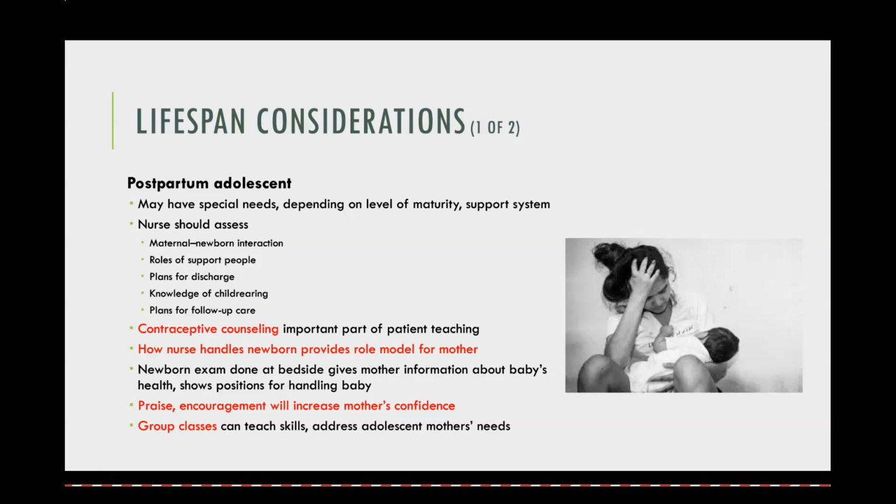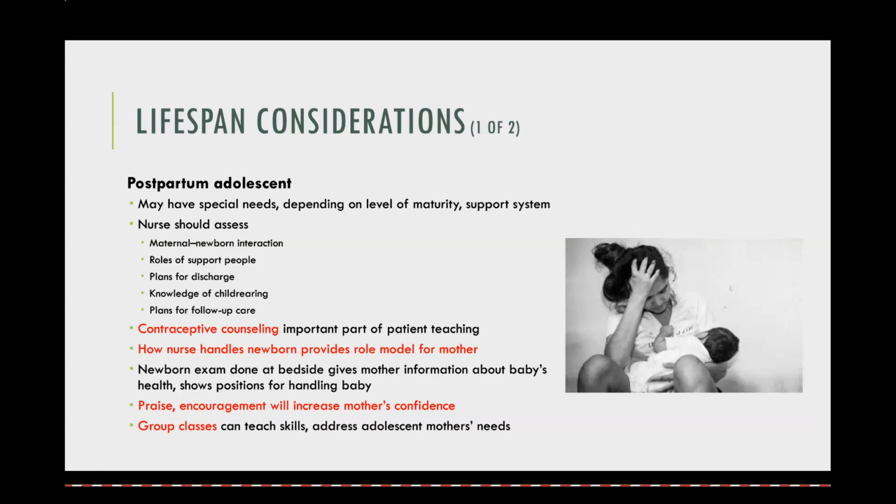From a lifespan standpoint, postpartum adolescents have a lot of special needs, and what those needs are going to depend on their level of maturity and what their support system is. So nurses need to be very cognizant of what the maternal and newborn interactions look like. We have to pay super close attention to adolescents and their bonding behaviors with their baby. What are the roles of the support people who are involved? Are there people who are support people that are involved?